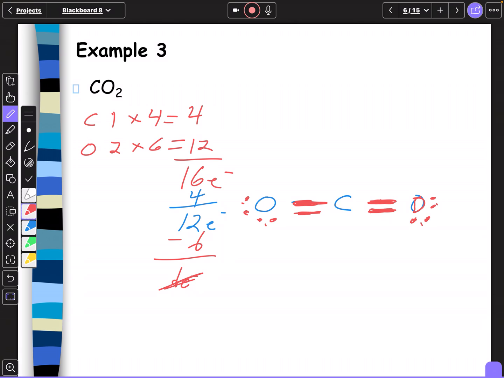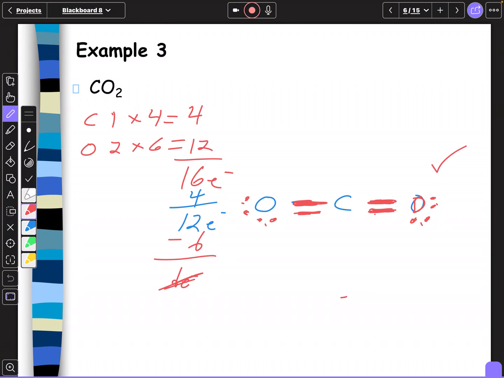The central atom carbon has 2, 4, 6, 8 electrons surrounding it that are all shared between the carbon and the oxygens. So this would be the correct Lewis structure for the carbon dioxide molecule. That's why it's got double bonds.